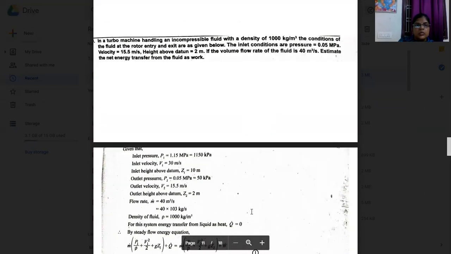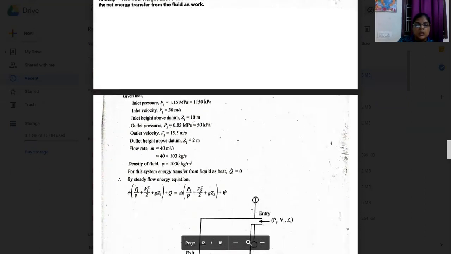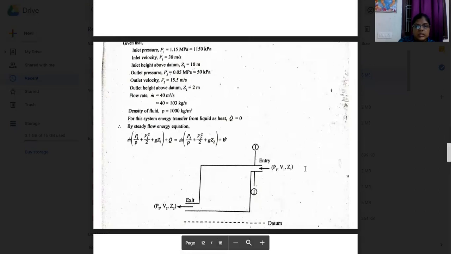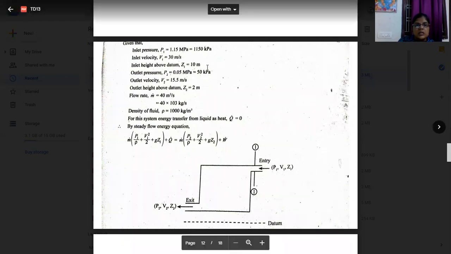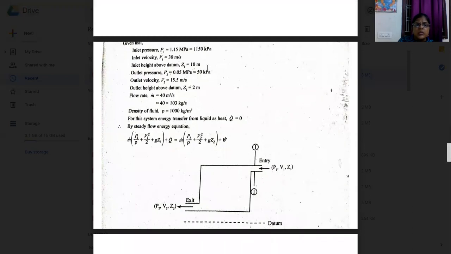Because it is a turbo machine, take the open system. So this is inlet and this is outlet. This is our datum. Entry points P1, V1, Z1, P2, V2, Z2, with respect to datum. Inlet pressure 1.15 megapascal; mega is nothing but 10 cube into 10 cube, so 10 cube as kilo. So 1150 kilopascal. Inlet velocity 30 meter per second.